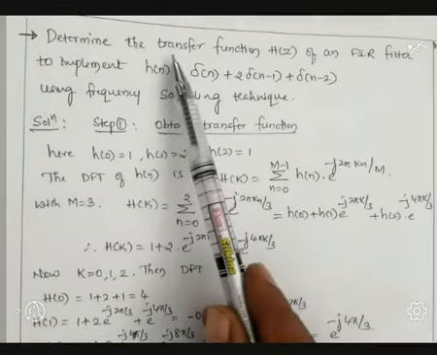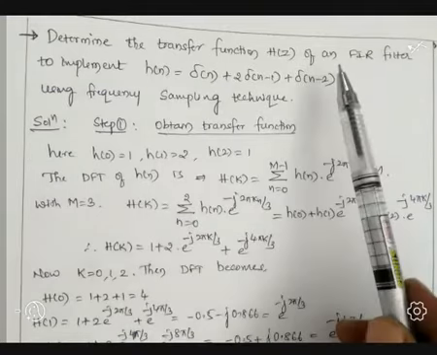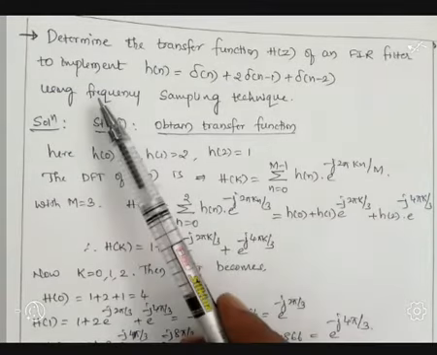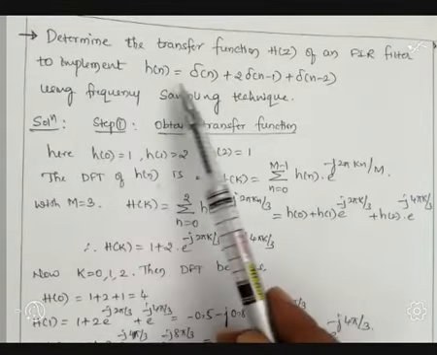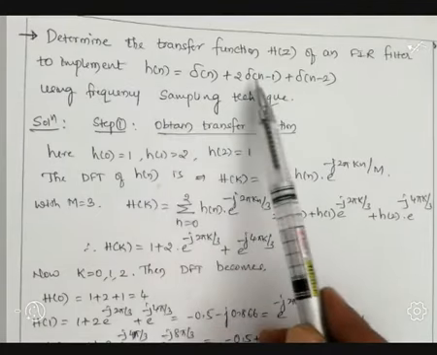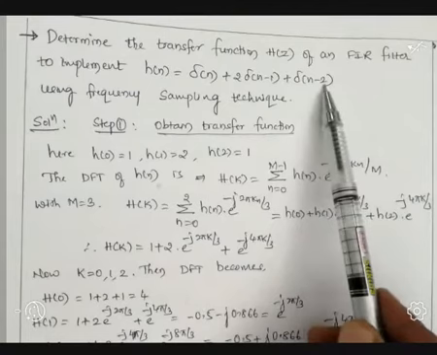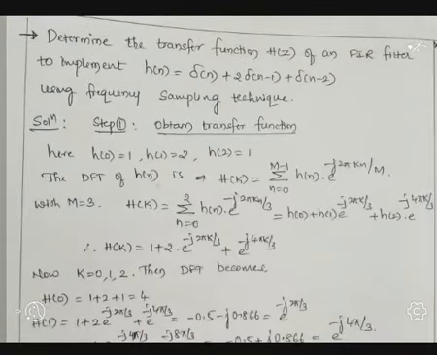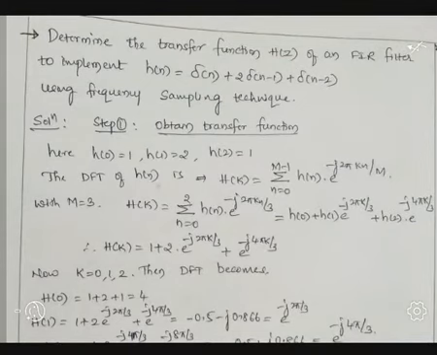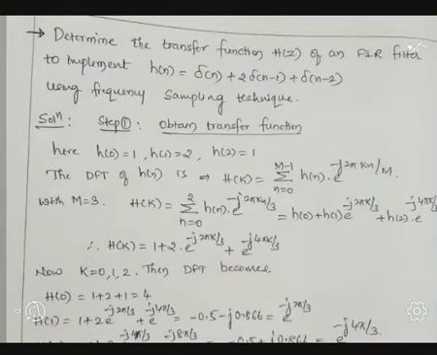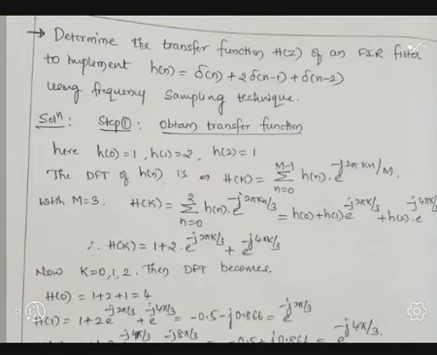Determine the transfer function h of z of an FIR filter to implement h of n equal to delta of n plus 2 into delta of n minus 1 plus delta of n minus 2. Okay. Now, how to realize using frequency sampling technique? Already we discussed the theoretical concept. Let us make use of that theoretical concept, and we will solve this example.